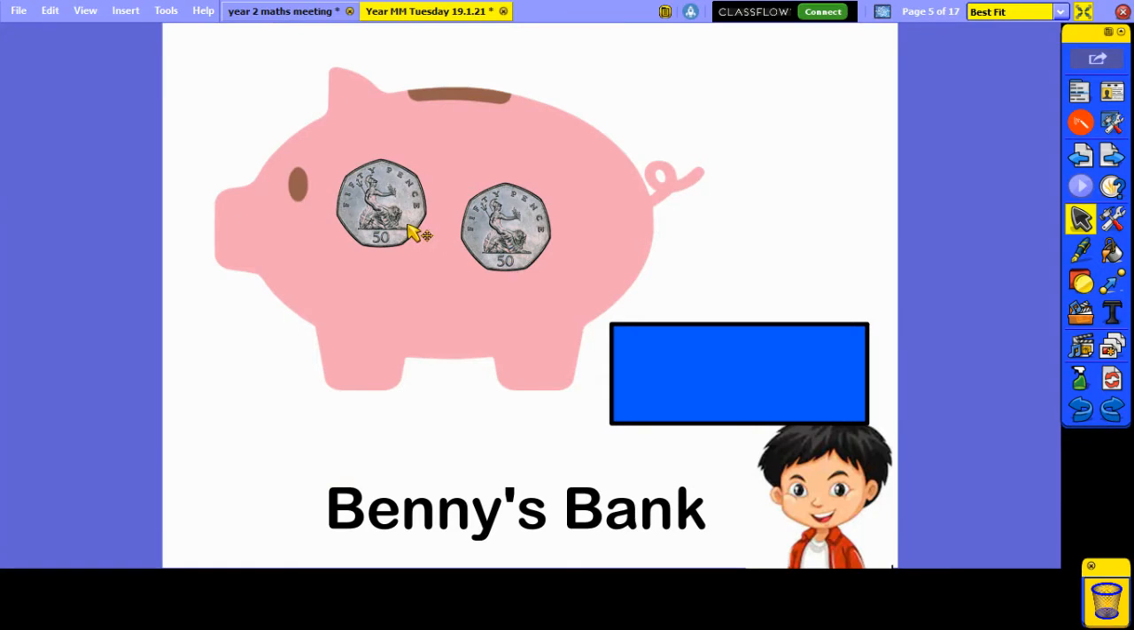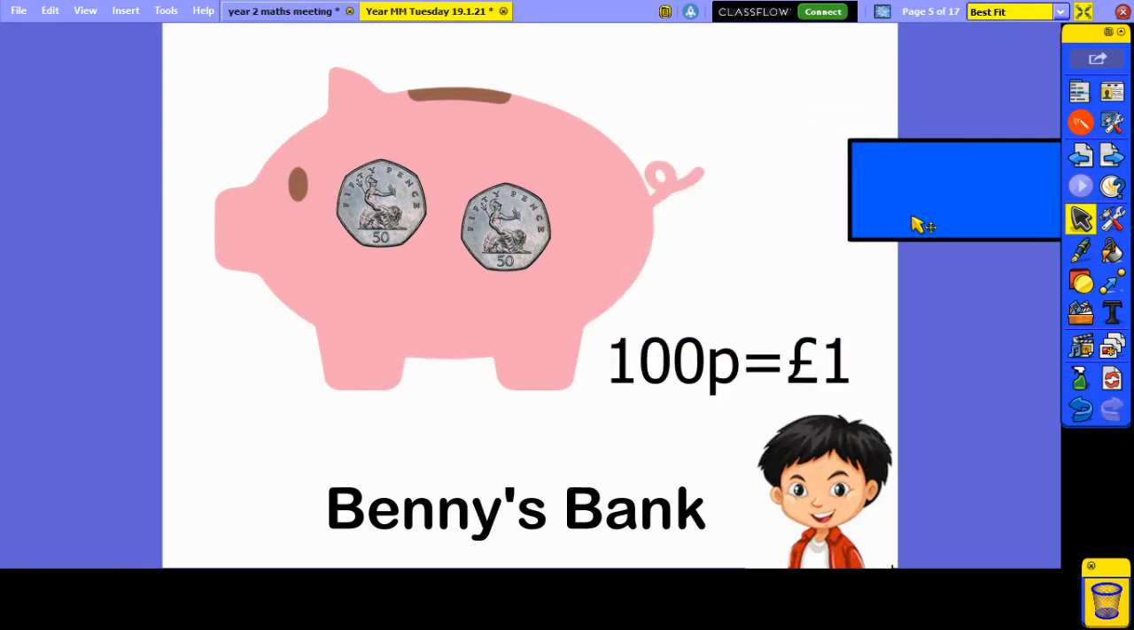I know this because 2 5s is equal to 10. So 5 tens and 5 tens is equal to 100. 100 pence is also equal to £1. They're the same thing. Benny has got £1 in his bank. If you wrote 100p, you're also correct.